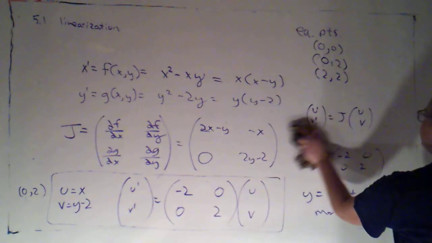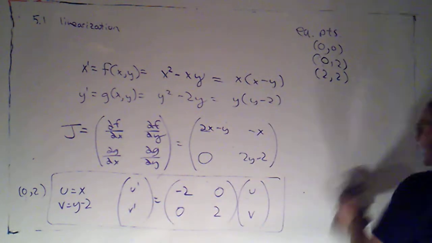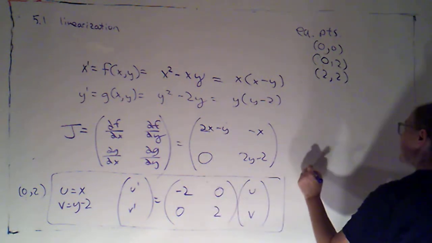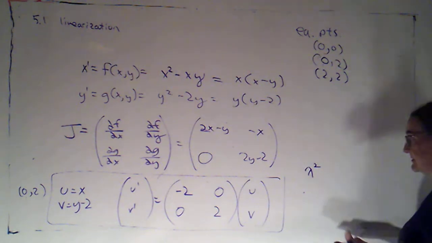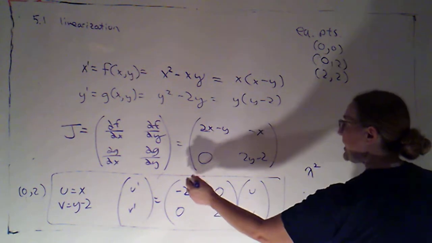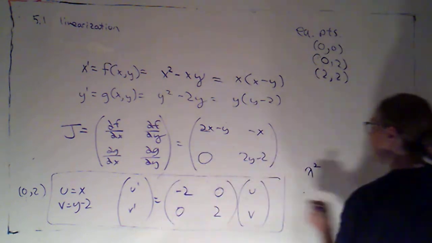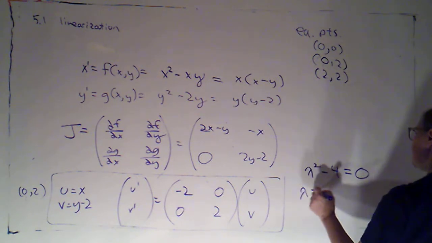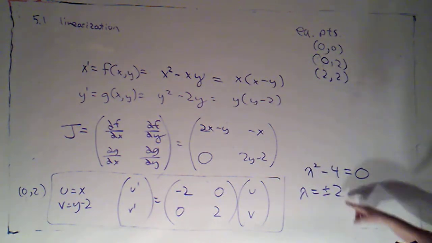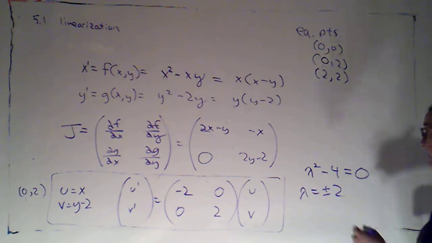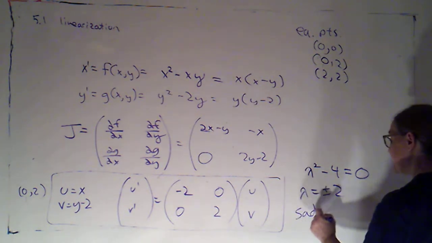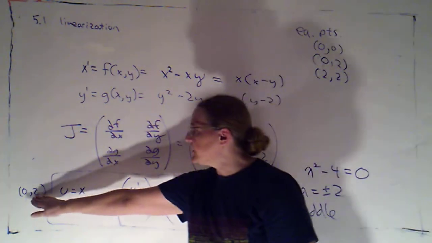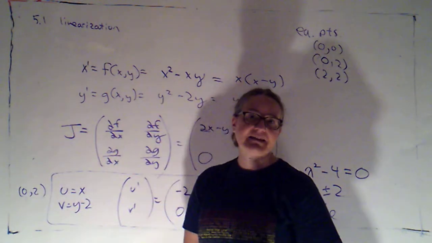Okay, so for this one, let's go ahead and classify the equilibrium point. Let's see, my trace is 0, so I'm going to get lambda squared minus 0 lambda. My determinant is going to be negative 4 minus 0, so minus 4 equals 0. So lambda is going to be plus or minus 2. So I've got one positive and one negative real eigenvalue. This is going to be a saddle. So here the linearization worked, and we are able to classify this equilibrium point: 0, 2 would be a saddle.